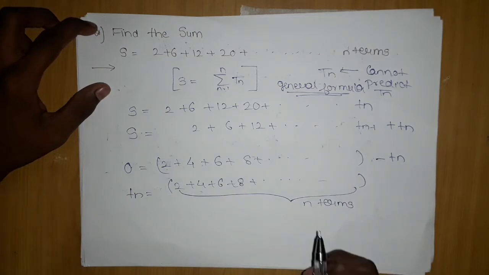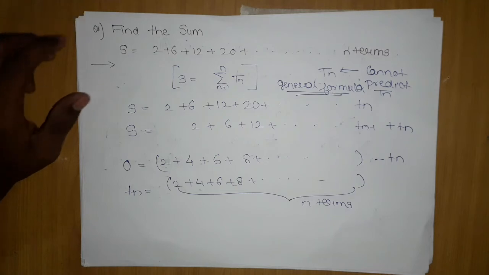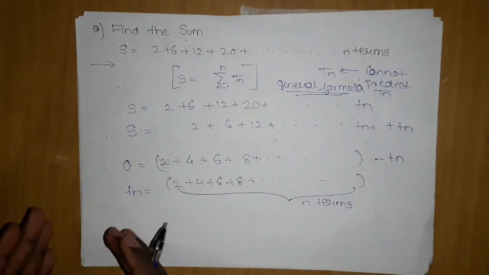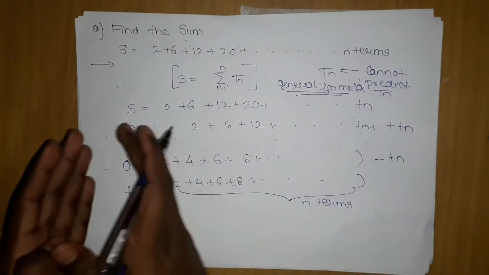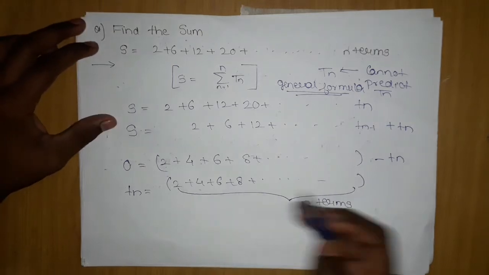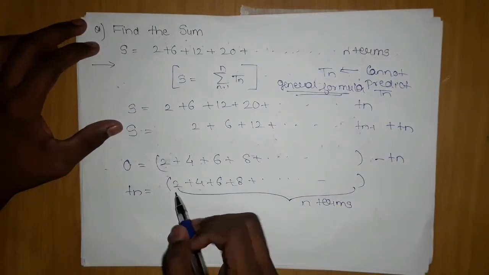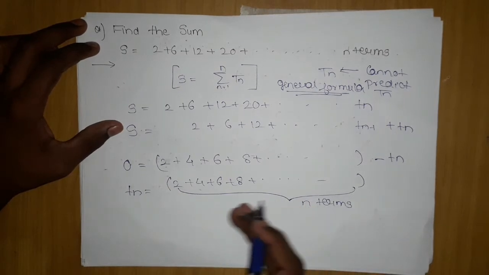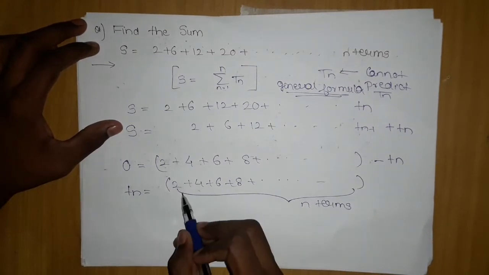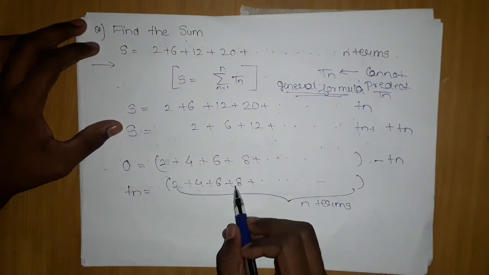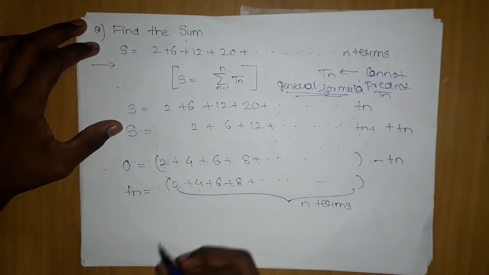One more thing, these are n terms. This is very important information to keep in mind: when you move the Tn here, no matter what the series is, after reducing this there are n terms. Now observe whether the series obtained is an AP or GP. Can I see an AP here? Yes, very easily: 4 minus 2, 6 minus 4, 8 minus 6. It is an AP.